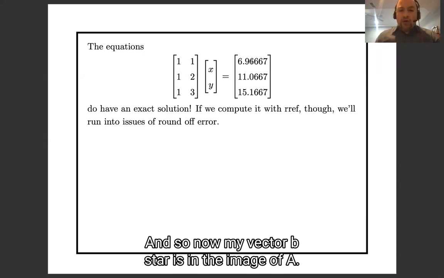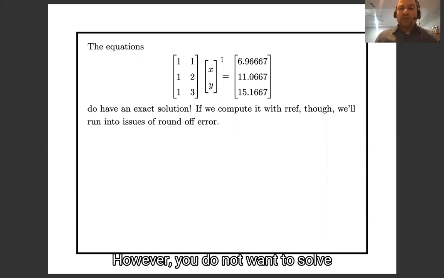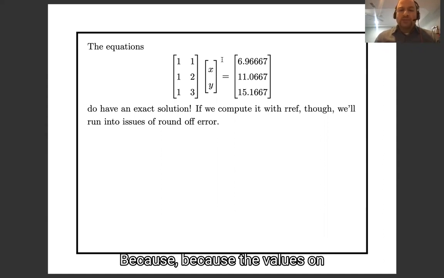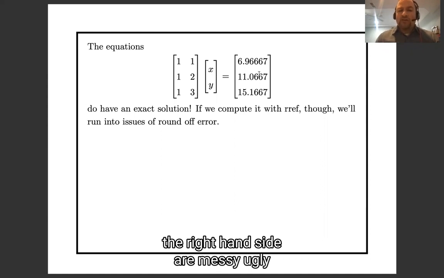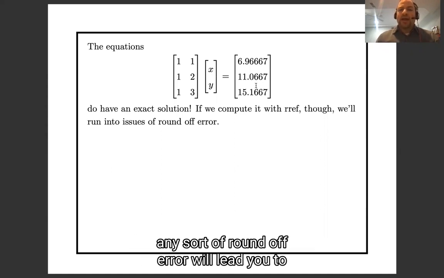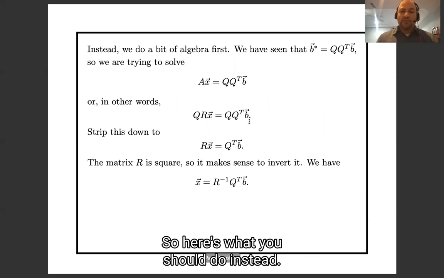And so now my vector B star is in the image of A, so we really can solve these equations. However, you do not want to solve these equations by using the RREF method, because the values on the right-hand side are messy, ugly floating point numbers like you see here. Because you have more equations than variables, any sort of round off error will lead you to think that you have no solutions, even though in fact you do. So here's what you should do instead.